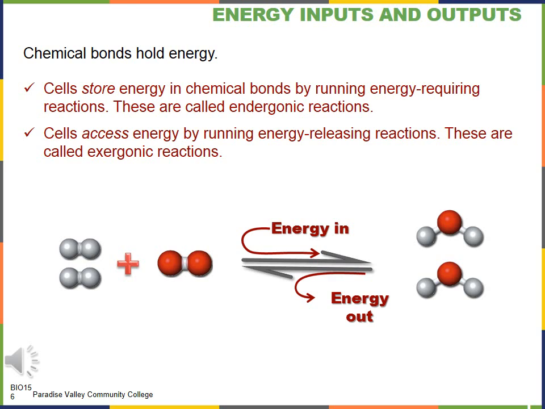Chemical bonds hold energy. Cells will store energy in the chemical bonds by running energy requiring reactions, and those are called endergonic reactions. So we're having energy in because we are requiring energy to come in and help us make these products. Cells access energy by running energy releasing reactions, and these are called exergonic reactions. So we need energy to exit the reaction in order to form our products. Energy in and energy out.